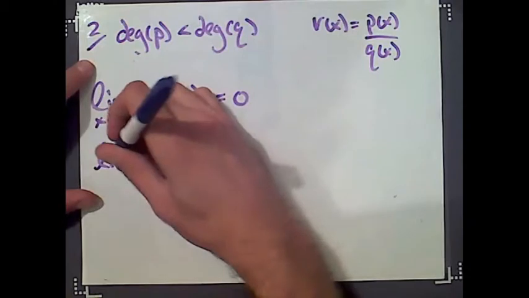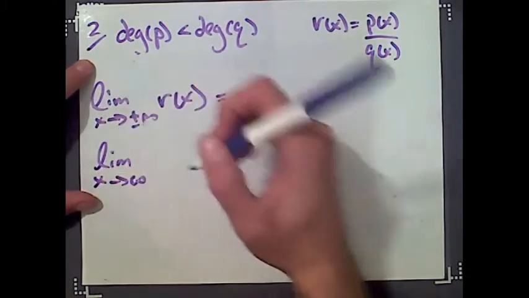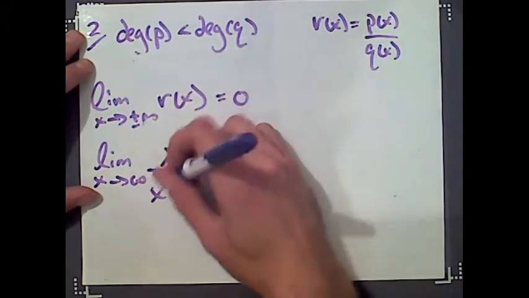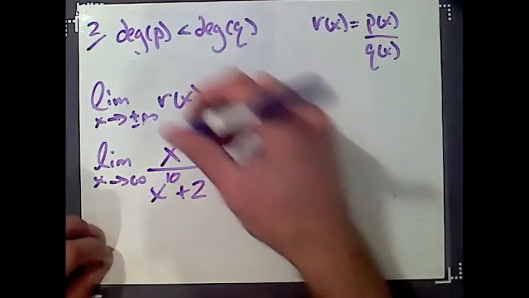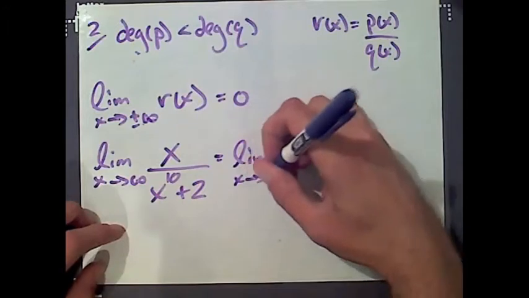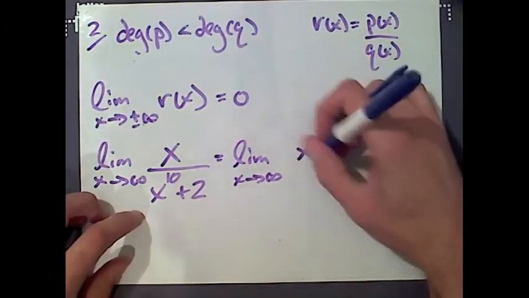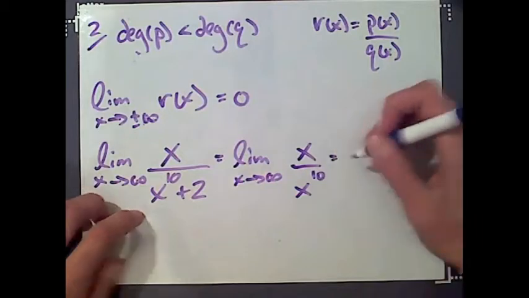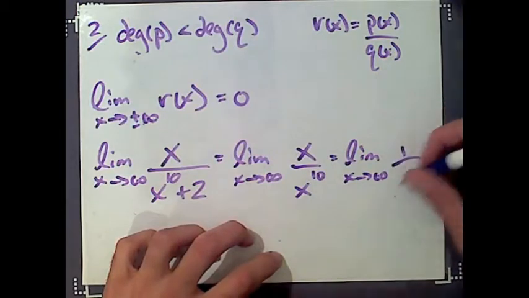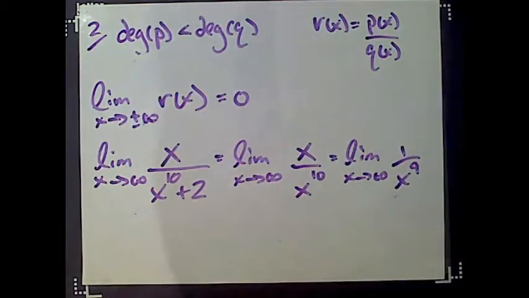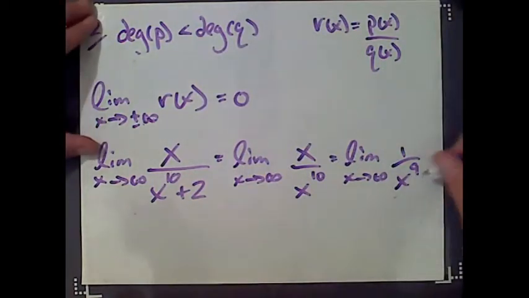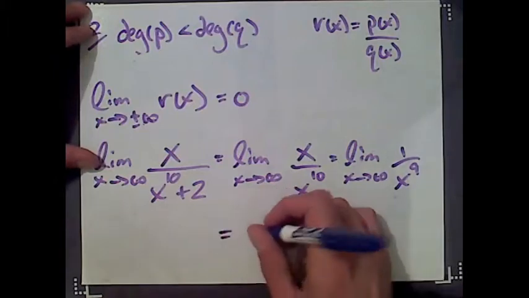All right, let's see an example. We'll take the limit as x goes to plus infinity of x over x to the power of 10 plus 2. Again, we just consider the leading terms. We end up with x over x to the power of 10, which is the limit as x goes to plus infinity of 1 over x to the power of 9. And as we've seen, 1 over x to any power goes to 0 as x goes to plus or minus infinity. So the answer here is 0.